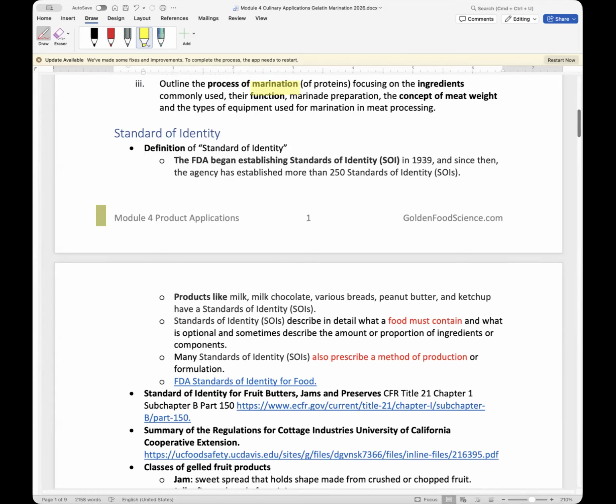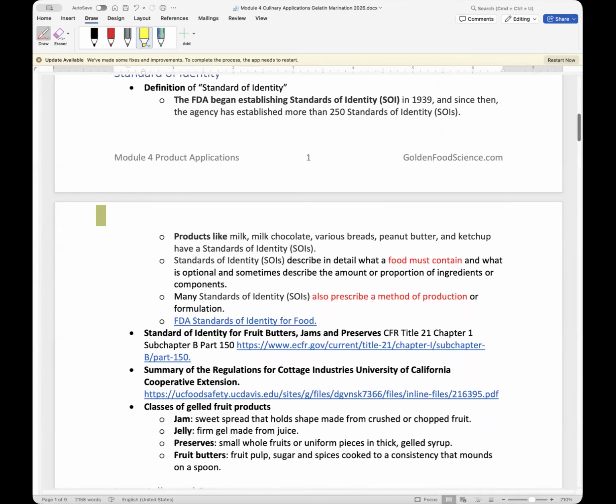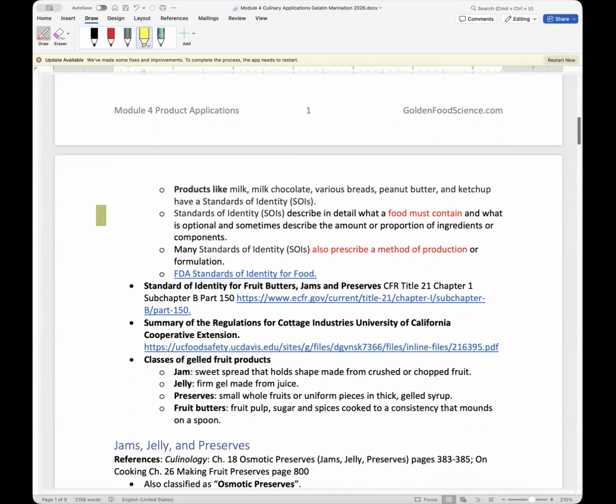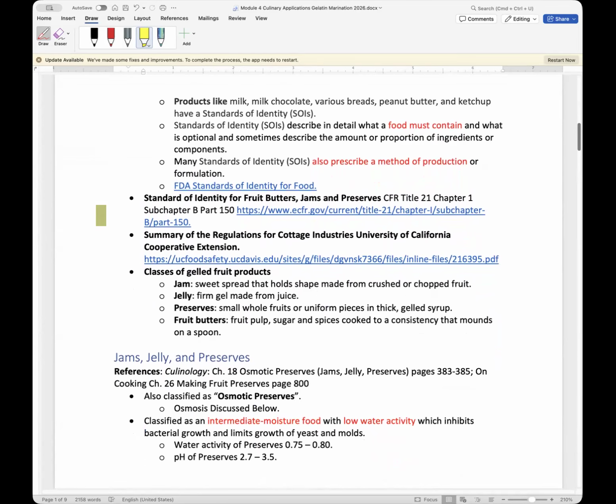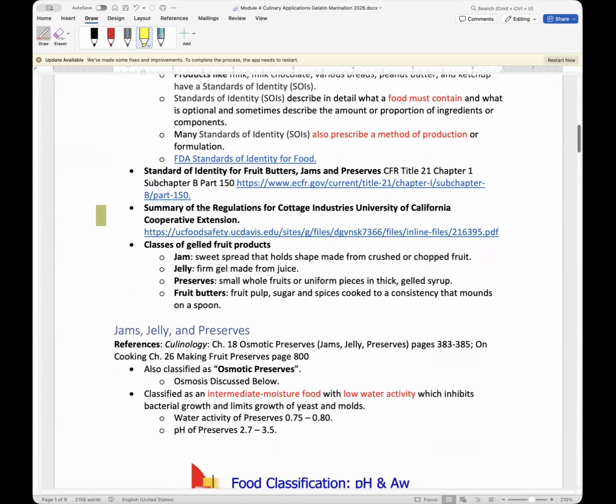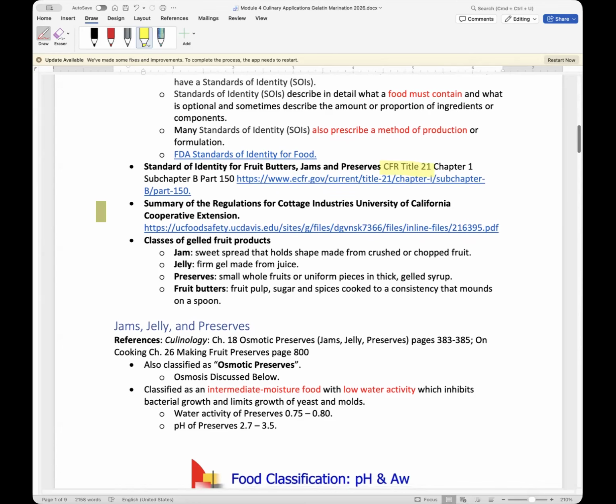A standard of identity, there's over 250 different products that have one. Since we're talking about gelled food products, we should talk a little bit about where that is and what they are, so you can look them up. They're all in Title 21. All the food regulations are in the CFR, the Code of Federal Regulations, Title 21. You can find them there, or now you can just Google Standard of Identity or SOI. This is the direct link to the Standard of Identity.